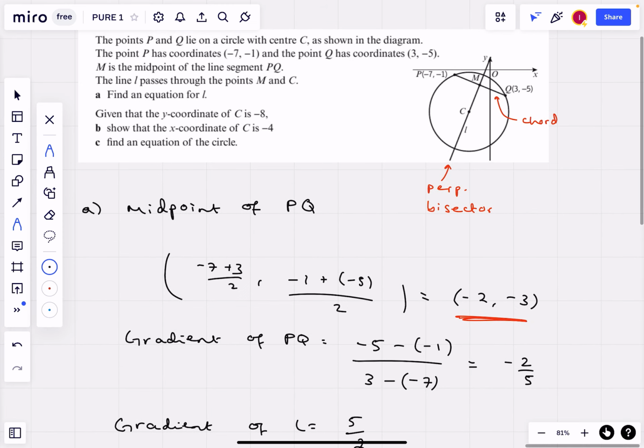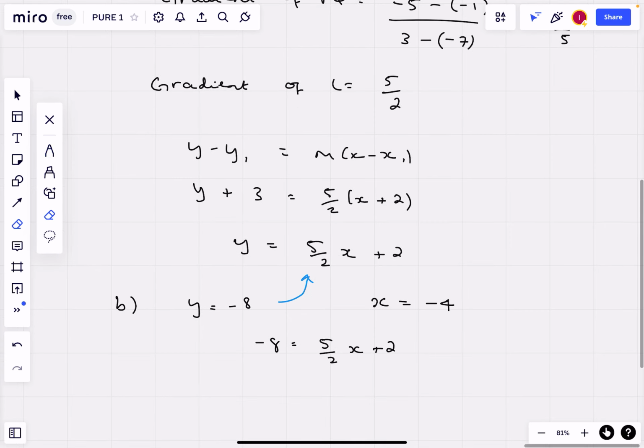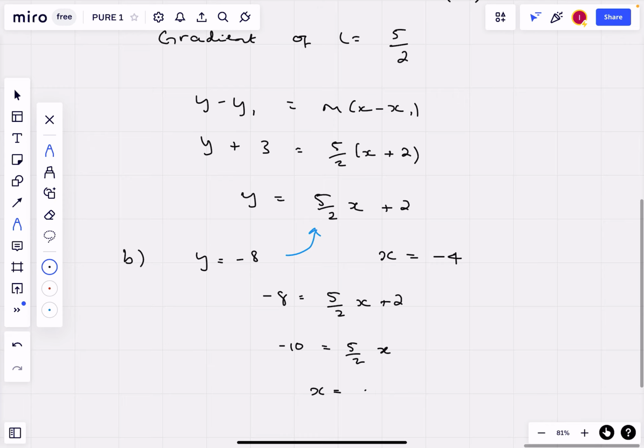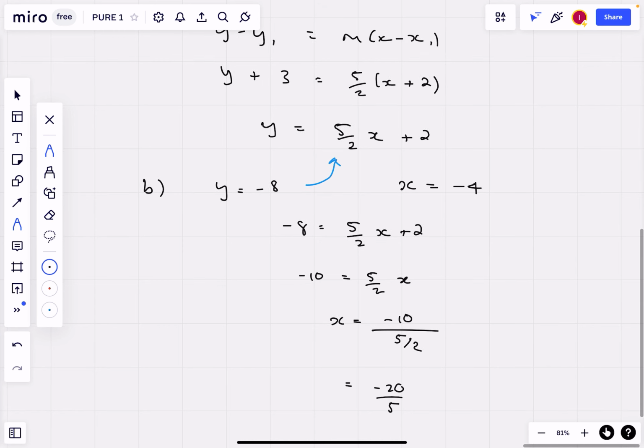It says, given that the y-coordinate of C is minus 8, show that the x-coordinate of C is minus 4. Okay. You've got the equation. It says y equals minus 8. Plug that into this. What do you get? You should get x equals minus 4. Because minus 8 equals 5 over 2 x plus 2. You move that over. Minus 10 equals 5 over 2 x. So x equals minus 10 divided by 5 over 2, which is minus 20 over 5, minus 4.